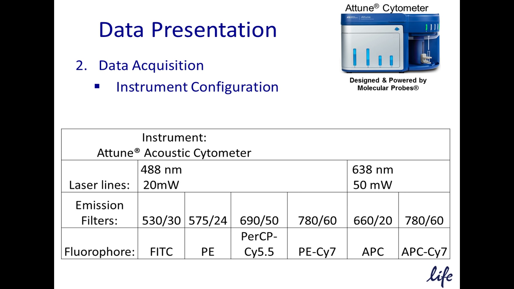The second describes the parameters used during the data acquisition. Methodology should include the description of the flow cytometer instrument used, the manufacturer, model and software. The laser lines and optical emission filters used for the corresponding fluorescent reagents should also be used. This is an example of the type of information about the flow cytometry configuration and fluorophores used in each detector. What is shown is the configuration of the Attune acoustic cytometer with the red and blue laser configuration.